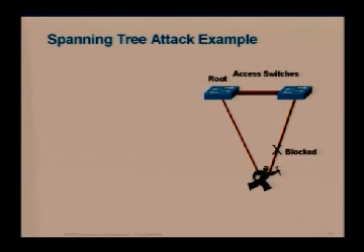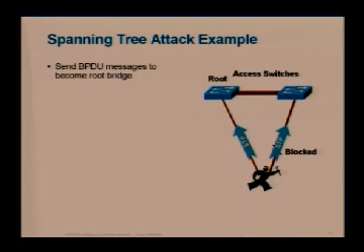There is one switch which is the root switch, and this is the active port, and these are the blocked ports, right? So traffic goes like this, not like this. So what happens? This bad guy tries to send BPDU packets, bridge protocol data units, and BPDU packets are to trigger the spanning tree election.